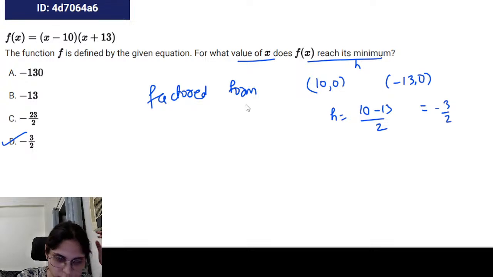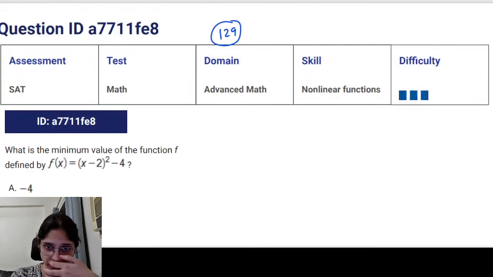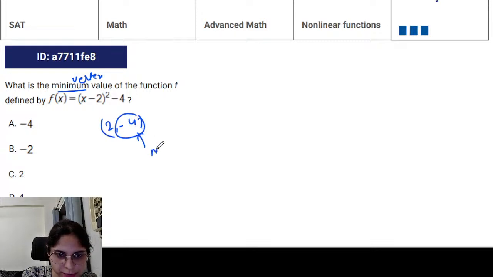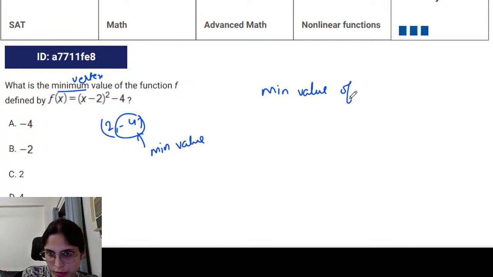So next is 129. That will be page number 130. What is the minimum value? They've directly given you the vertex. And they want to know the minimum value, that means they want to know the y value. So the vertex is (2, -4), the minimum value is negative 4. Because this minimum value is occurring at x = 2, but the minimum value is negative 4. So the minimum value of a function in quadratics is your y value.